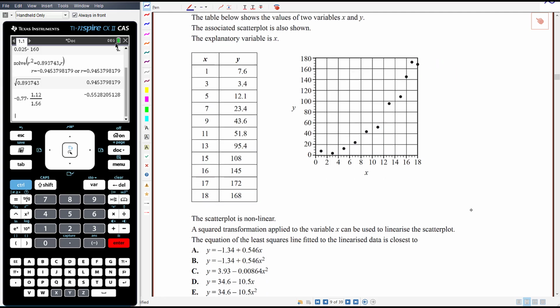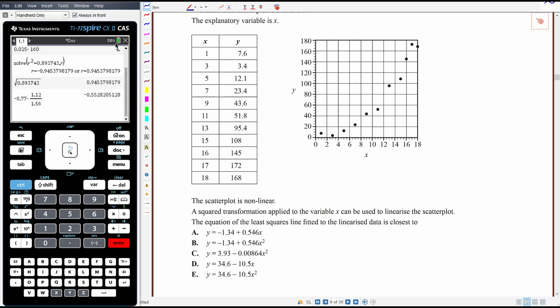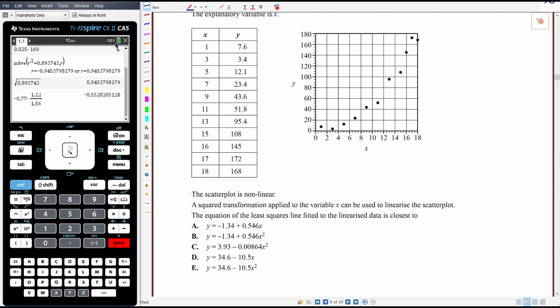A squared transformation is applied to the variable x. A squared transformation applied to the variable x can be used to linearize the scatter plot. The equation of the least squares line fitted to the linearized data is closest to... Okay, so I'm immediately ruling out A because it should have an x squared in it if it's the equation of the transformed data. If we're squaring the x variable, we can immediately rule out option A.